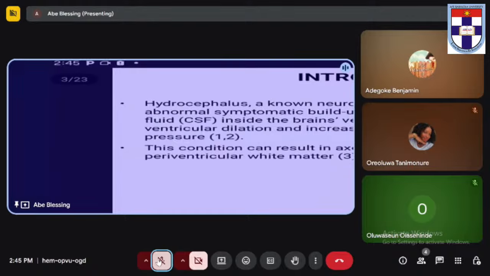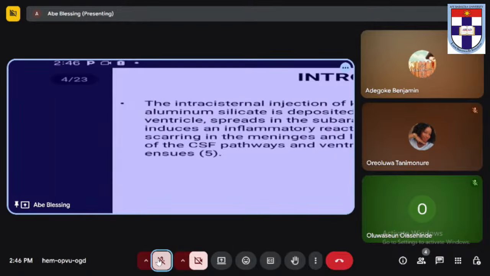Hydrocephalus is a very common neurological disorder that is usually caused by accumulation of cerebrospinal fluid within the brain ventricles. This leads to enlargement of the ventricles and exerts pressure on the brain, and this condition can result in brain damage or axonal damage. The picture on the left shows the normal brain with normal ventricles, while the picture on the right shows the brain with enlarged ventricles putting pressure on the brain due to hydrocephalus.